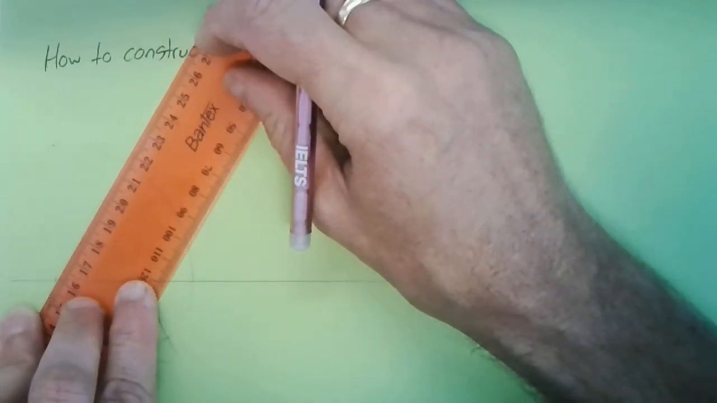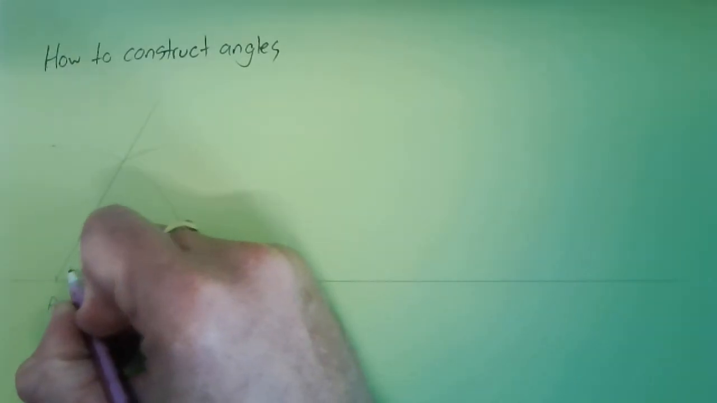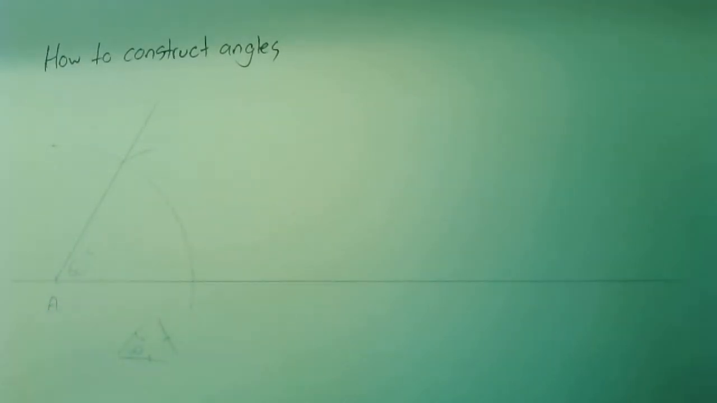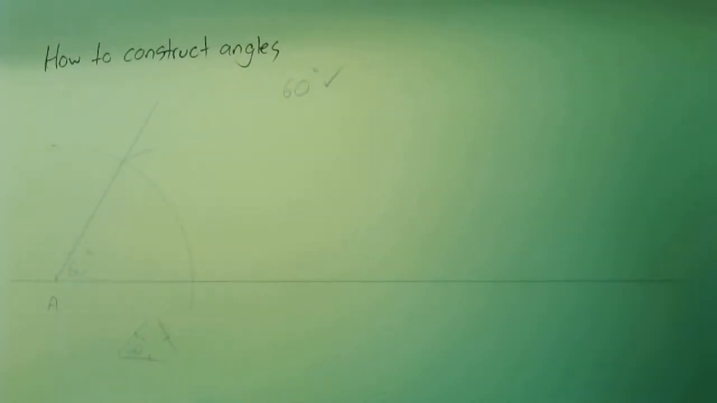But I don't need the whole thing. All I want to do is construct a 60-degree angle. So even if I only just mark one of them, I've already formed a 60-degree angle. So yes, we can make a 60-degree angle. But what else can we make from that start?